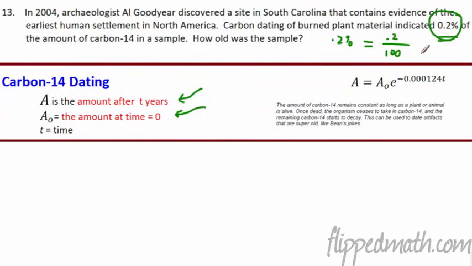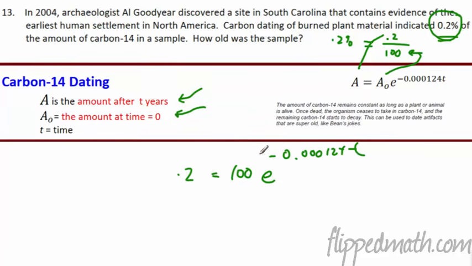So the initial starting value is 100. That would be this right here. And the amount left would be 0.2. All right? Does that make sense? So 0.2 equals, we started with 100. Or theoretically, if we started with 100, we'd have 0.2 left. And this is times e to the negative 0.000124t. We can solve this equation.